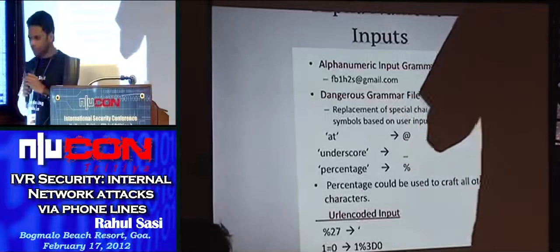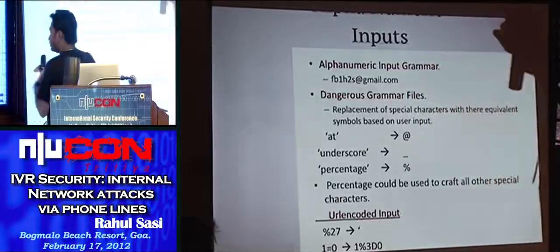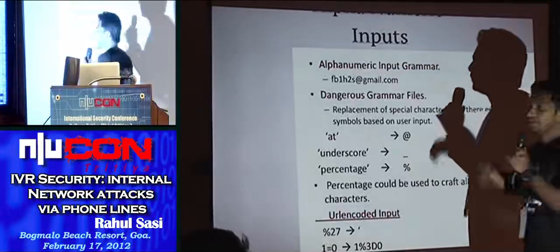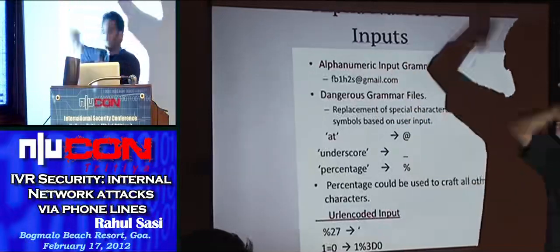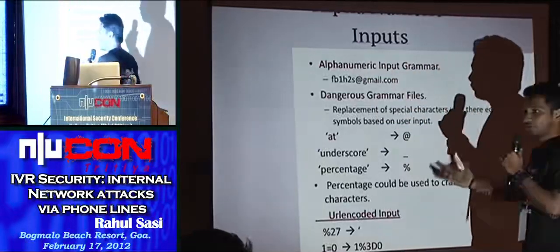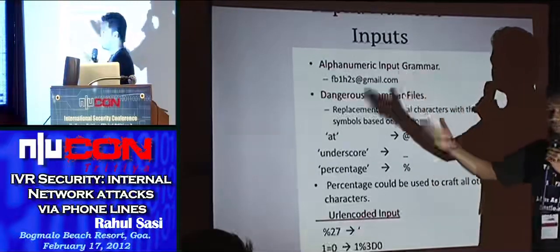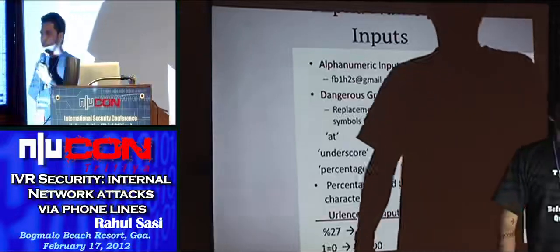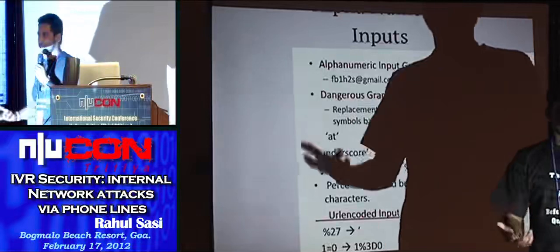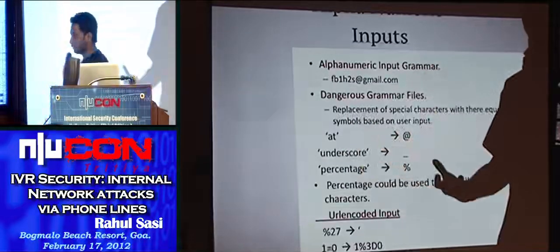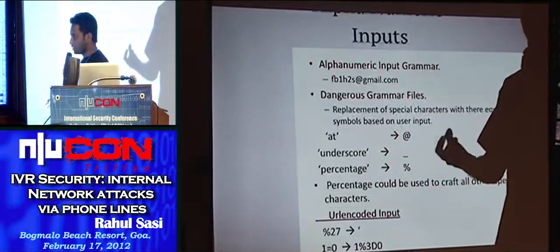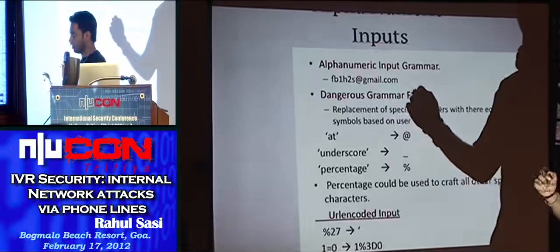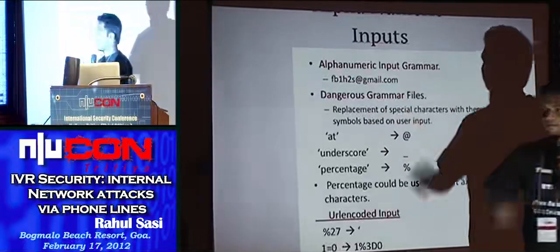So what this programmer does is, these are the sample codes which we got from a developer forum. If I say at, they'll replace it with the special character at. And if I say underscore, as in fp1 underscore at something.com, they'll replace it with the character underscore. So if I want to give the input fp1h2@gmail.com, I have to say it that way.